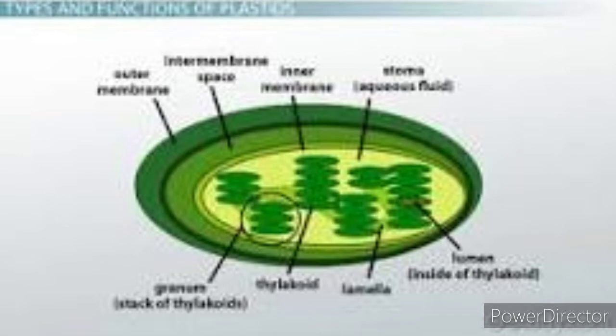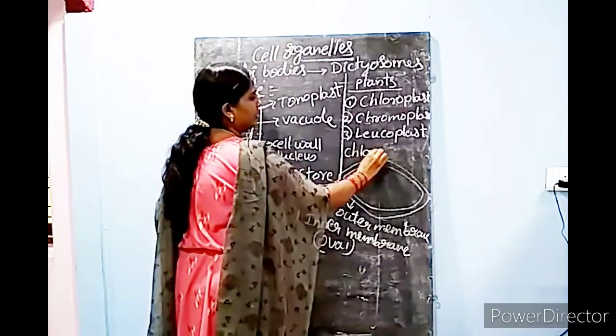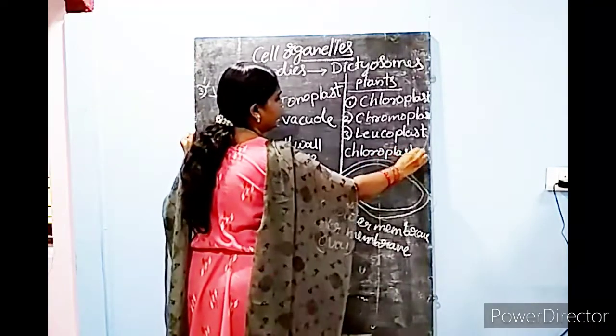Chloroplast is oval in shape and double layered membrane. This is the outer membrane, and this one is the inner membrane, and the shape is oval. What structure are we discussing now? This is chloroplast. Chloroplast structure we are discussing.